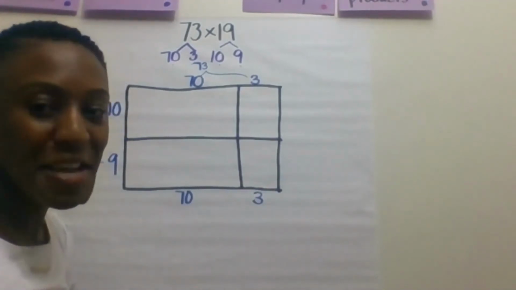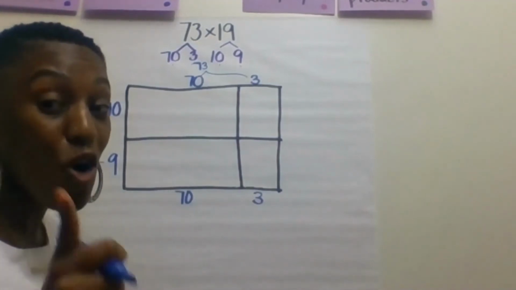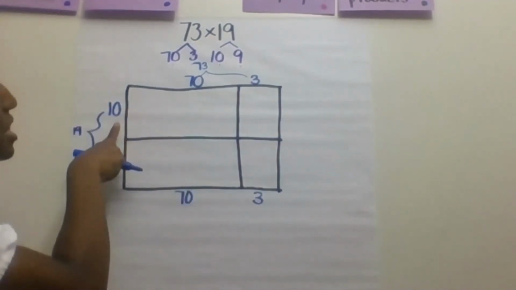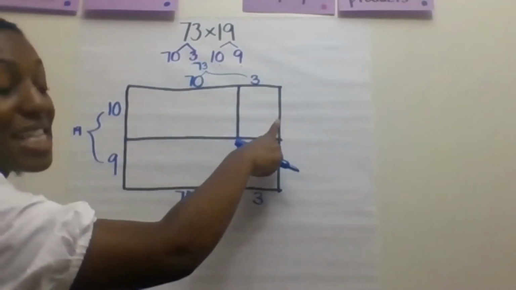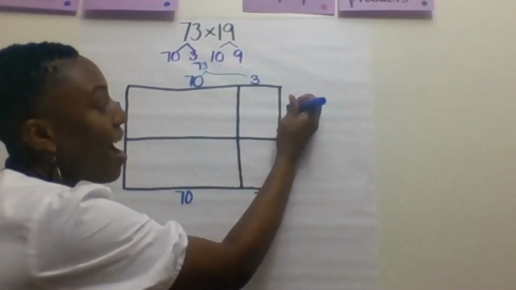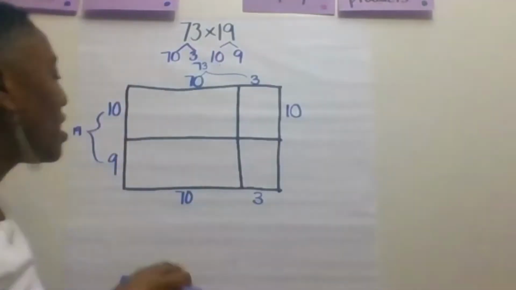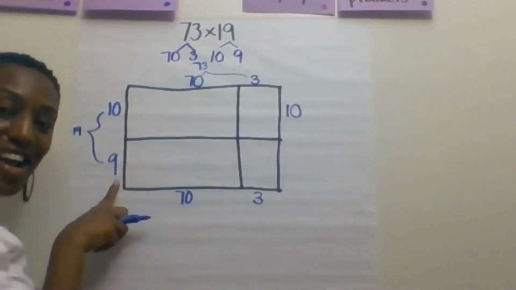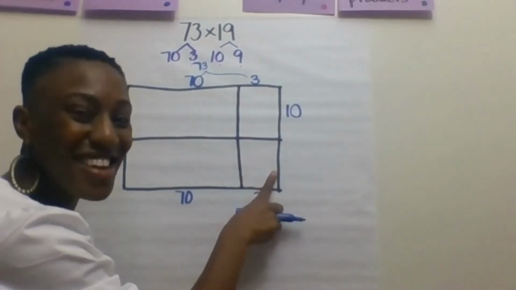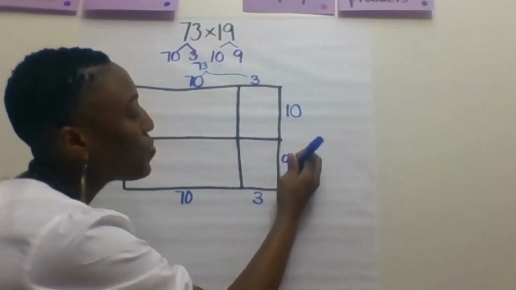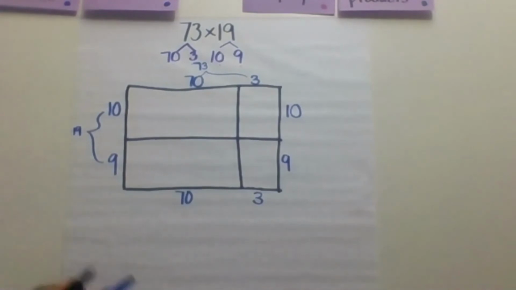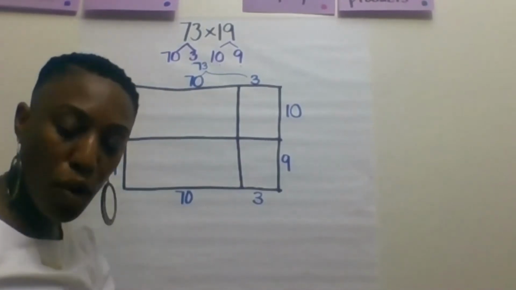I'm not done labeling because we know we label it on all sides. So this length is 10. This length is 10. Opposite sides of a rectangle are equal. If this length is 9, this length is 9. Good job. Perfect. So now that we have all of our dimensions, I'm going to get my pointer ready.